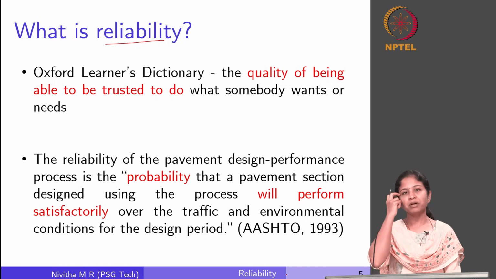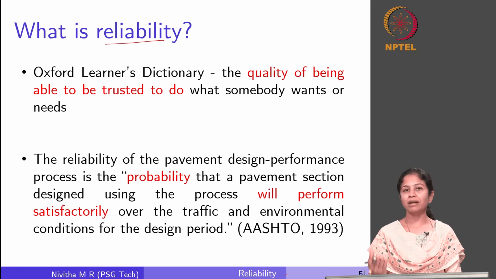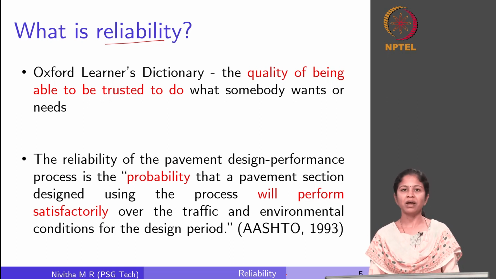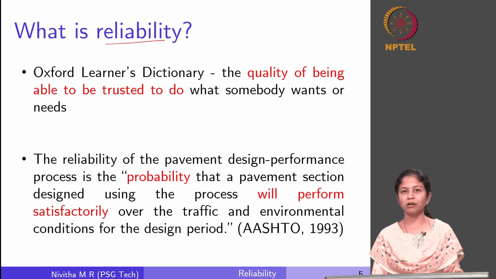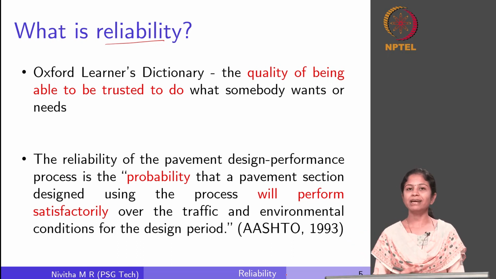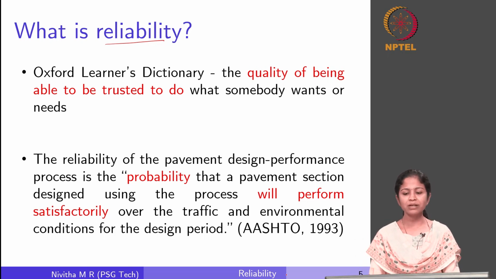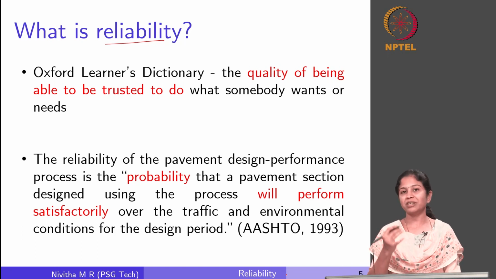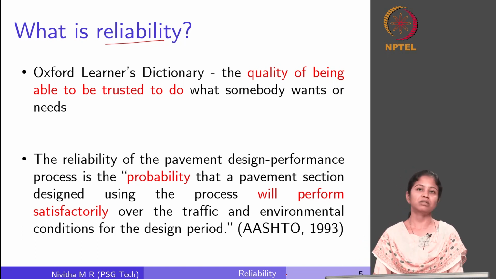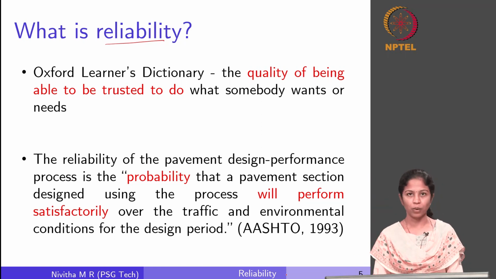So if I am 100% sure that it will carry 10 MSA, then my reliability of that particular pavement design is 100%. But if I am only 50% sure, I know that there is going to be a lot of variability in my input parameters, I know that there is going to be a lot of variability in the construction process, so thickness, modulus, everything is going to vary around, then I am not very sure that it is going to carry the 10 MSA or not. In that case, my reliability level lowers, right. So it is the quality of being able to be trusted, how much trust I have in that particular pavement design process, so that it will carry that particular load.